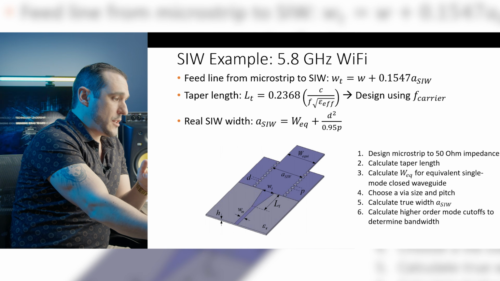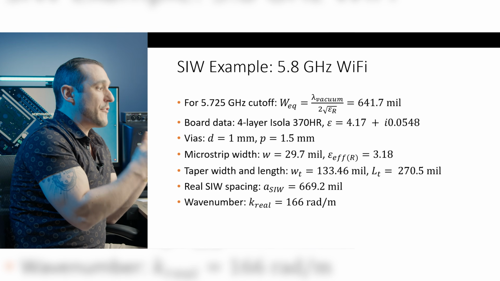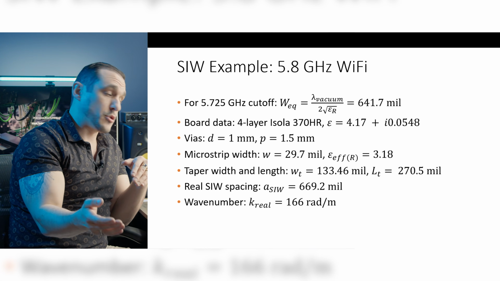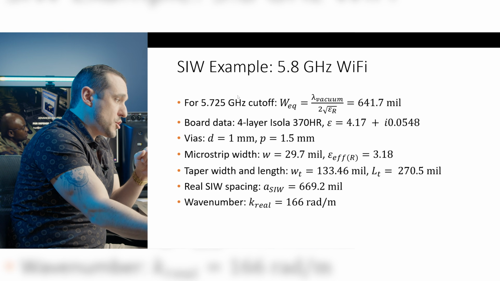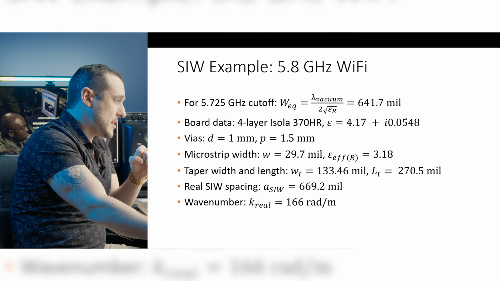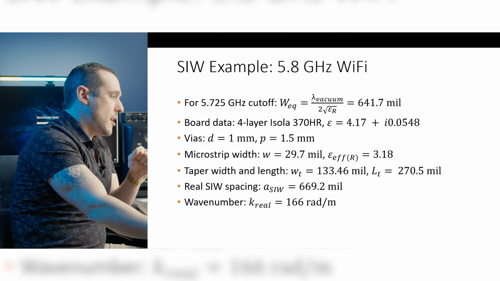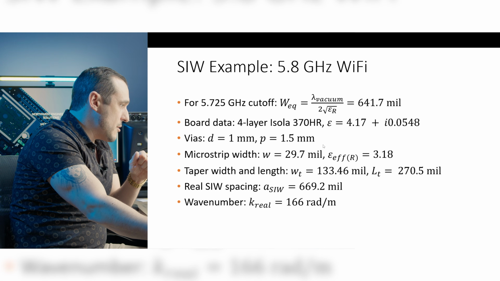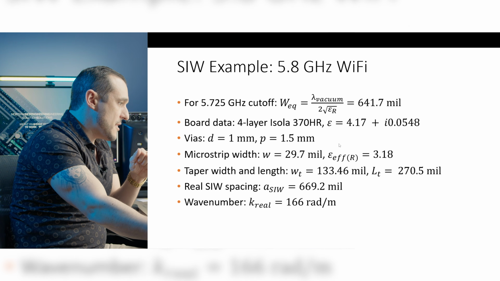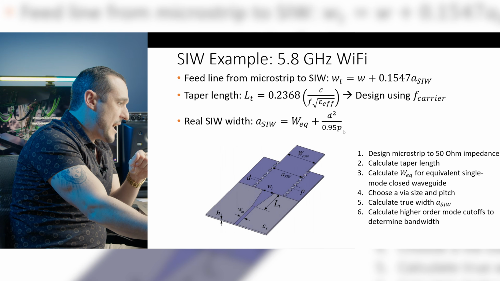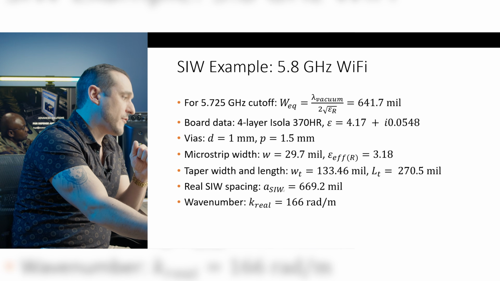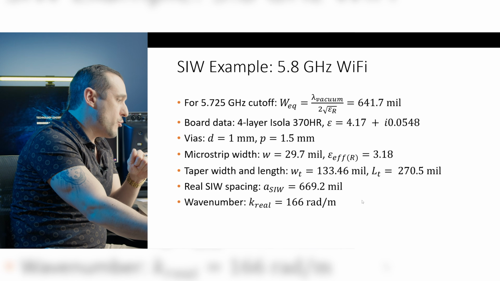Now, before we jump into the calculator, I have here a process for a 5.8 gigahertz Wi-Fi signal that is being transmitted into a substrate integrated waveguide. So here you can see all of the calculation results for a 5.8 gigahertz signal. Here we get the equivalent width of this waveguide. Here we have some data for the dielectric constant. Here you can see we have some via data that we use in this model, and then using the via diameter and pitch, we can then get the actual value for the spacing between the vias that defines our substrate integrated waveguide, and then we get our allowed frequencies using this wave number value.